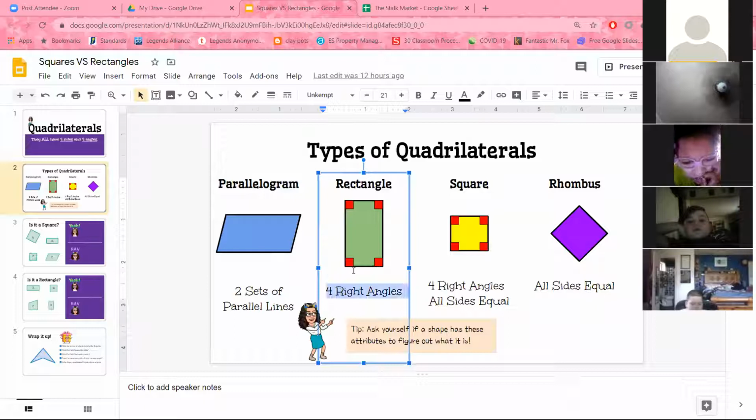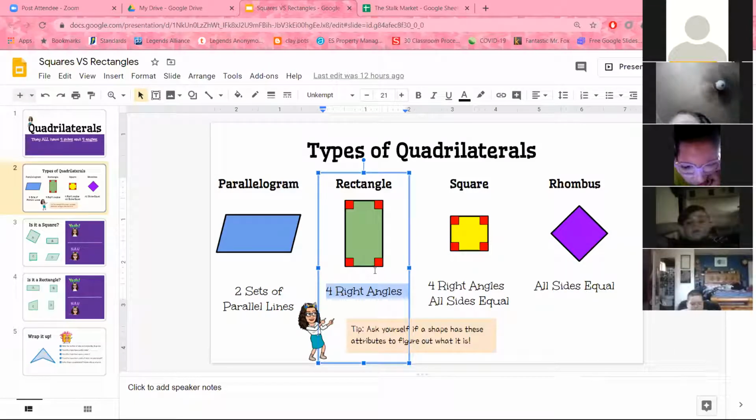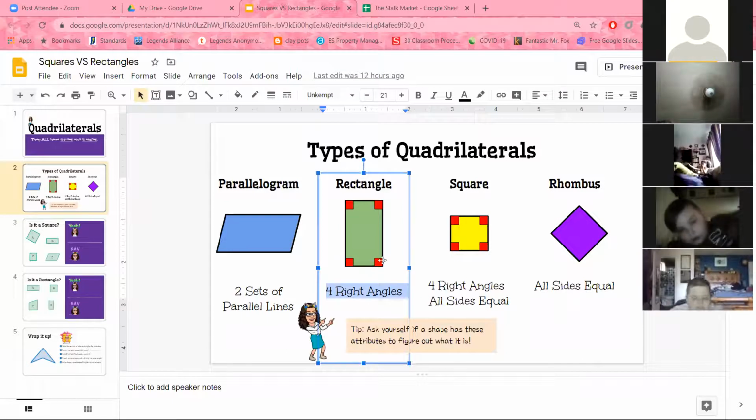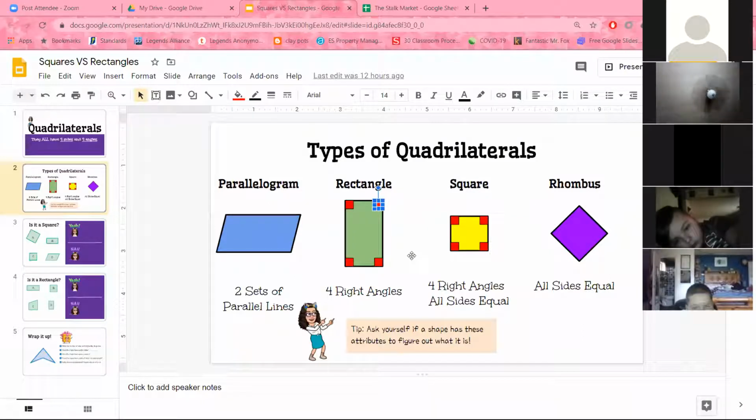Okay, a rectangle. Who can read me the attributes of a rectangle? I saw Logan's hand up earlier. The attributes of a rectangle is 4 right angles. Perfect, thank you. Do you see these little red squares inside the rectangle? Those are right angles. If you put little lines on the corner, it will make a perfect little square. That's what a right angle means.